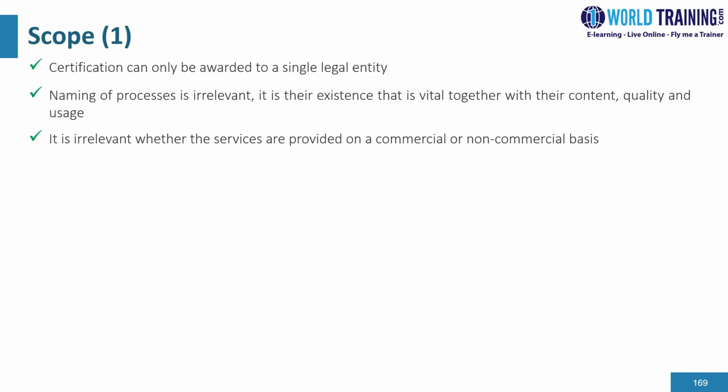Second, process names are irrelevant. What matters is existence, content, quality, and usage. So if the organization calls its incident management process something else, such as event response or service interruption handling, that's fine if the activity meets the standard's requirements. Auditors don't care about names, they care about substance. Thirdly, it's irrelevant whether the services are delivered to internal or external customers. Both internal IT departments and external commercial providers can be certified. The standard does not favor one model.